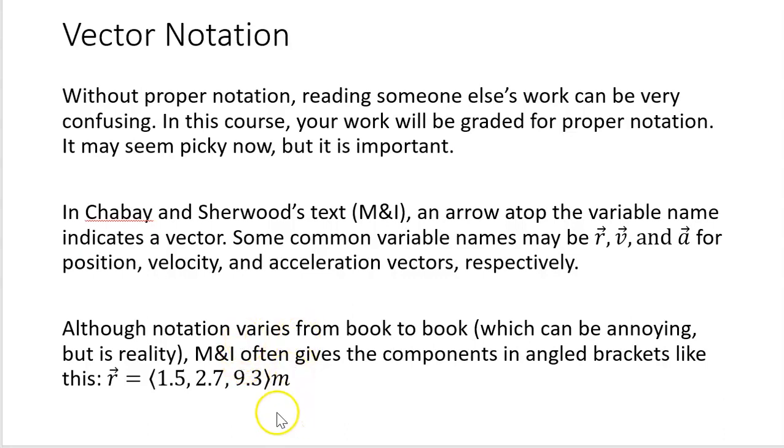That's the convention. You could put the units inside next to each number, or if you want to save space, you could put them outside the brackets as I did here. So in this position vector, your x, y, and z coordinates are 1.5 meters, 2.7 meters, and 9.3 meters. But rather than write m 3 times, I just put it outside the brackets like here, and that's acceptable too. Either way is acceptable.